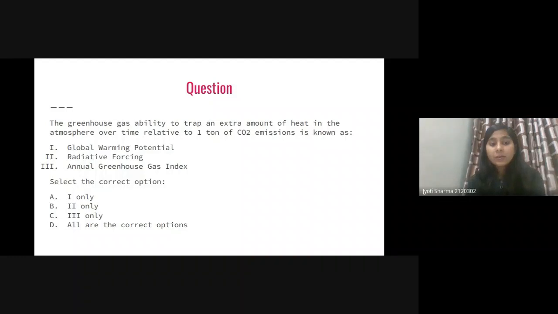Okay, the greenhouse gas ability to trap an extra amount of heat in the atmosphere over time, relative to 1 ton of carbon dioxide emission, is known as: global warming potential, radiative forcing, or annual greenhouse gas index. Shan gave me answer A. Rashmi also gave me answer A.